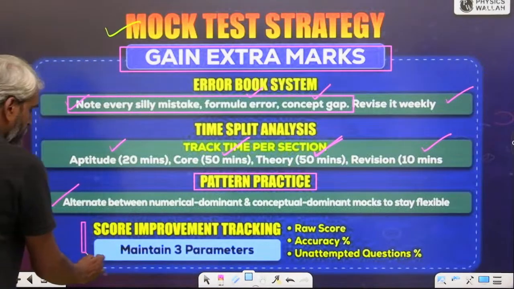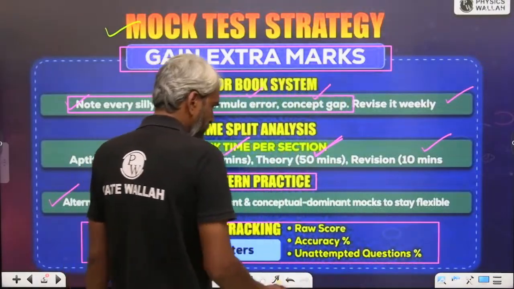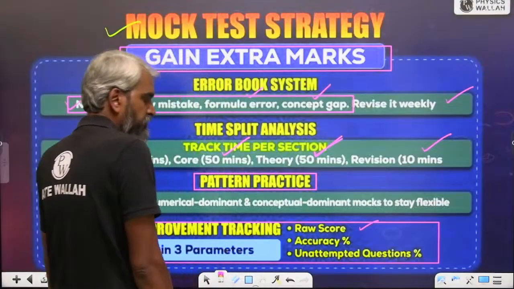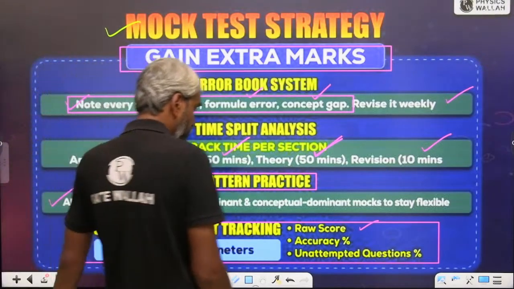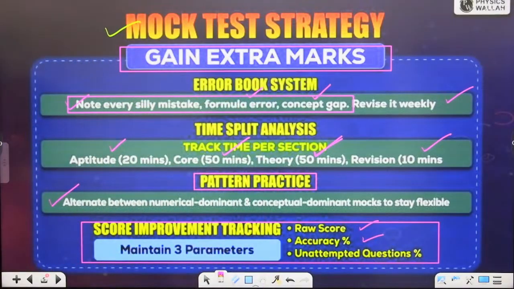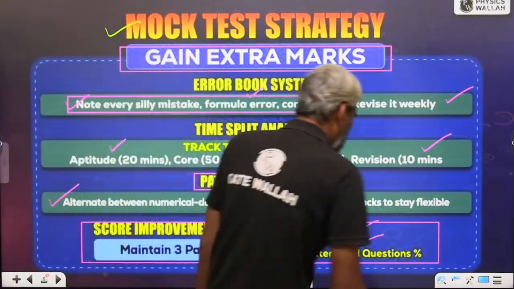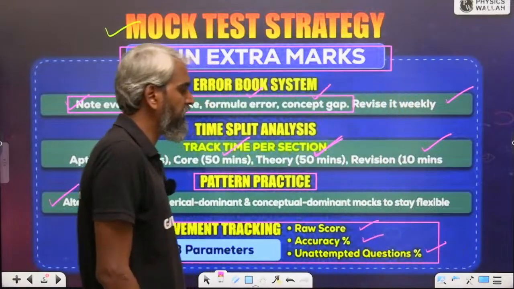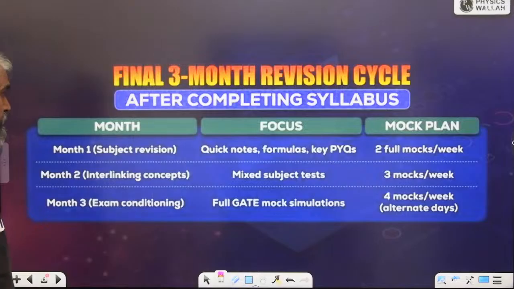There are three most important parameters. One is your raw score. How many marks did you get? This is one thing that you need to focus on. The second thing is accuracy. If your accuracy is less than 80%, you should always focus on your accuracy. And the third is the percentage of unattempted questions. If you are not able to attempt a question, that means a conceptual gap is there and you need to fulfill that gap, right? So that's another thing.